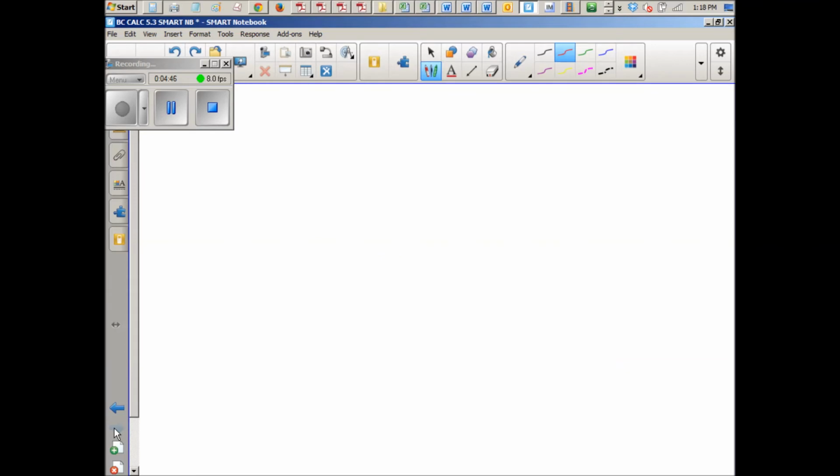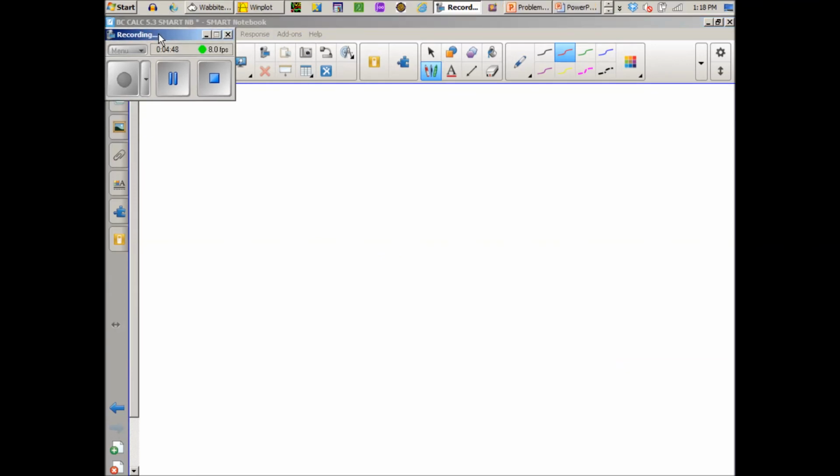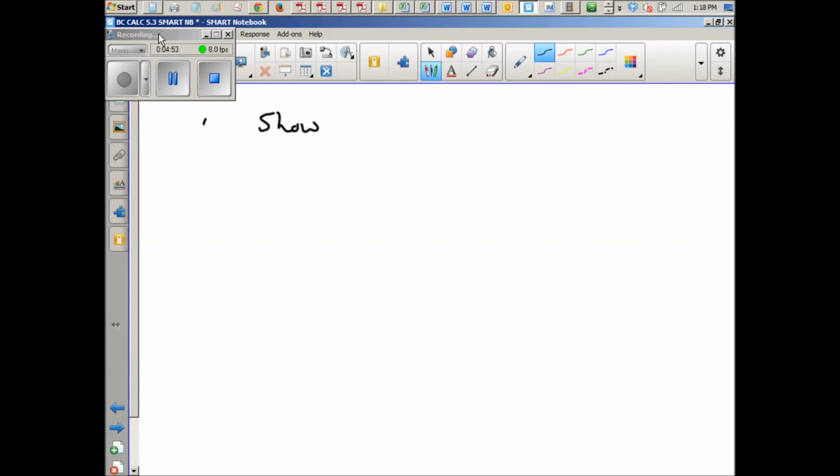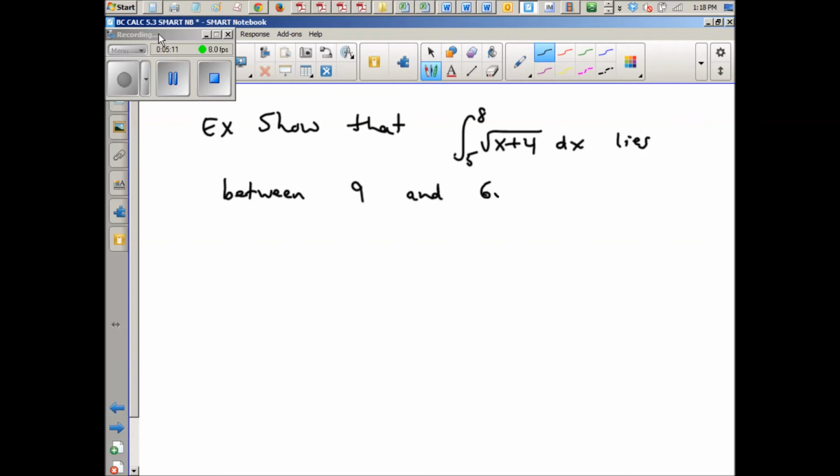Okay, let's do an example now. So how would you use this in a problem? Well, this problem says, show that, this is our next example, show that the integral from 5 to 8 of the square root of x plus 4 dx lies between 9 and 6 root 3.